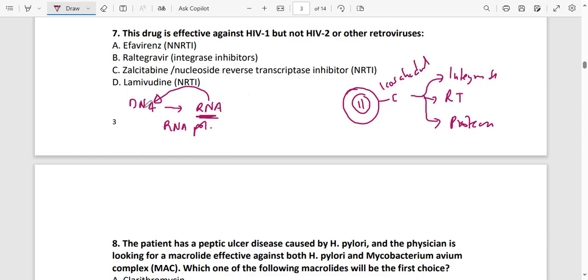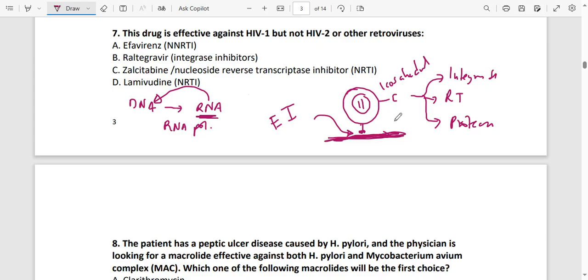And then when we form the DNA, the first thing is that this guy, let's say this is our host cell, this is our cell. This guy is going to come here and bind to our cell so that it can enter inside. So at this point, we can give a drug that can prevent the entry of the virus. So we have entry inhibitors.